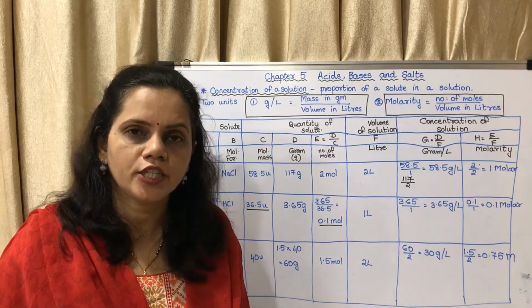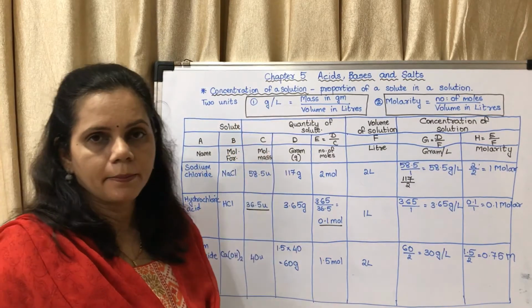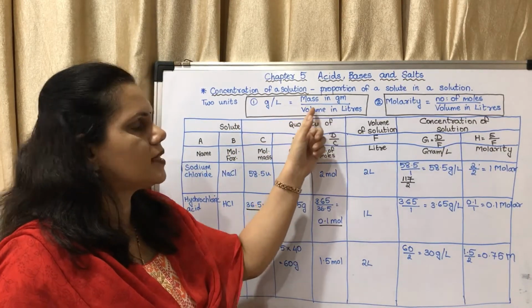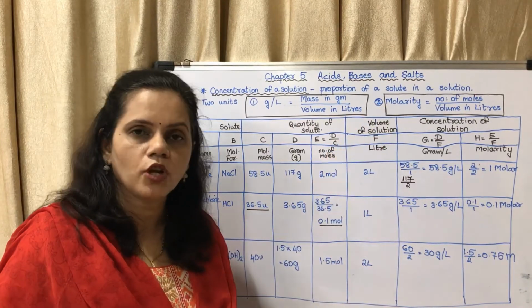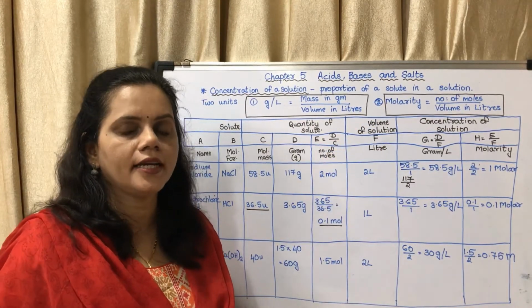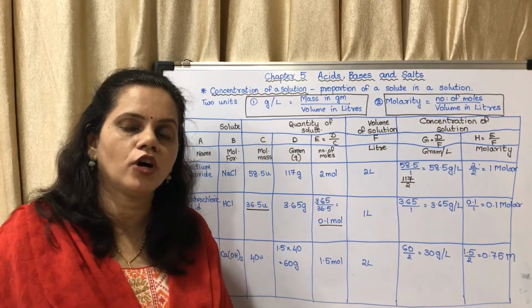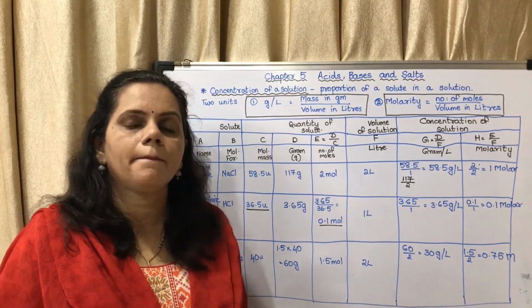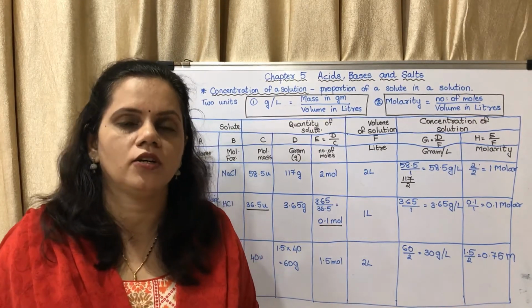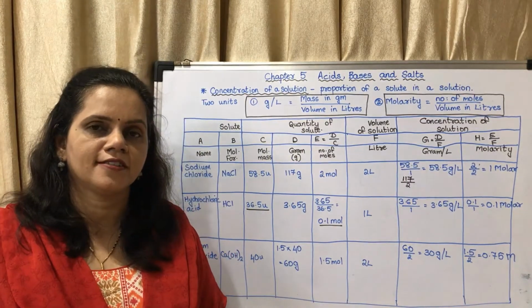There are 2 units to calculate this concentration of a solution. The first unit is gram per liter, which is equal to mass in gram upon volume in liters. The second unit is molarity, which is calculated by the equation number of moles upon volume in liters. Okay. Now the next is pH of a solution. Before that, you may copy this in your notebook.